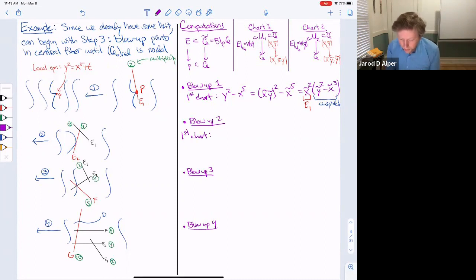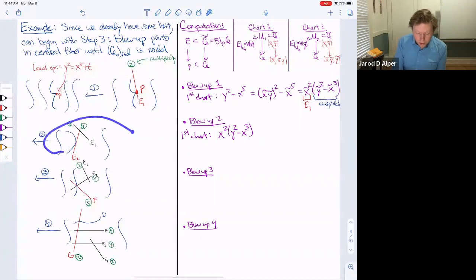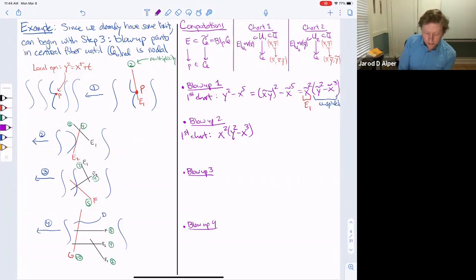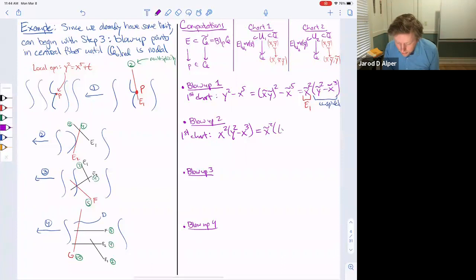So in the first chart, my original equation, going just for the x tilde, is x squared y squared minus x cubed. This is the equation of the central fiber. So I'm changing my variable again. Now local coordinates on this are x and y, and local coordinates on the blow up will be x tilde, y tilde. And then in the first chart, if I work this out, this becomes x tilde squared times x tilde y tilde squared minus x tilde cubed.